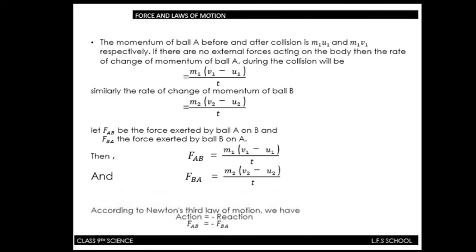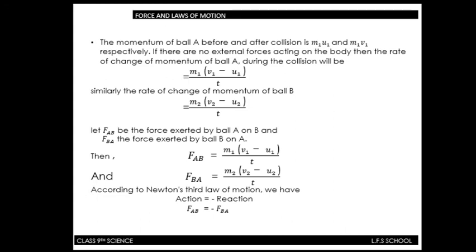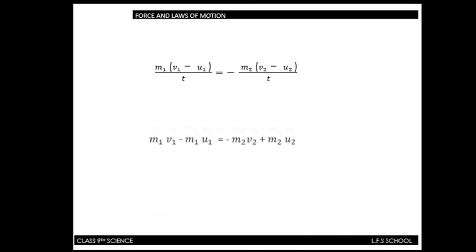Clear? Now, according to Newton's third law of motion, to every action there is an equal and opposite reaction. The opposite reaction we write with a minus sign. So, FAB equals minus FBA. Clear? So, we write m1(v1 - u1)/t equals minus m2(v2 - u2)/t. Now, here t will get cancelled. Now it will be m1v1 - m1u1 equals minus m2v2 + m2u2.